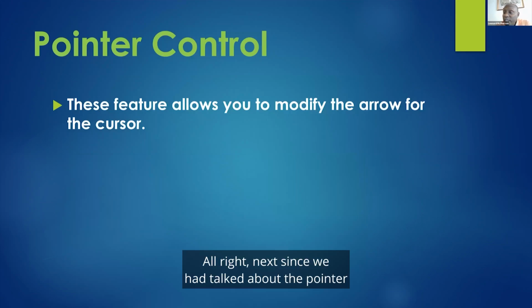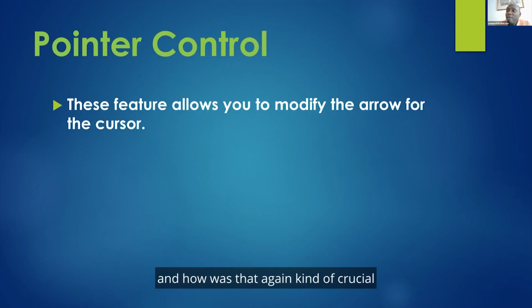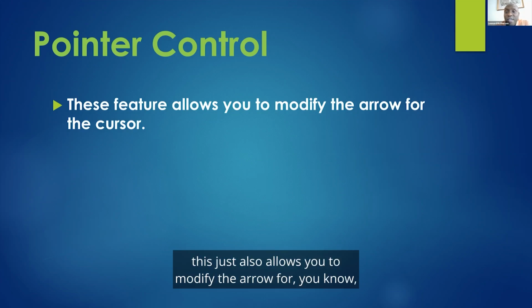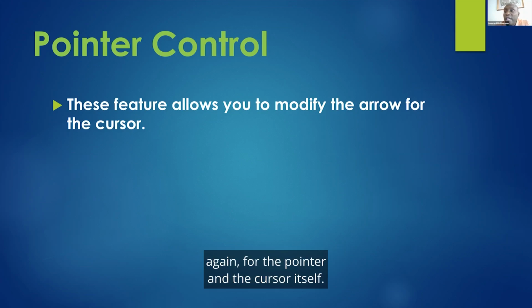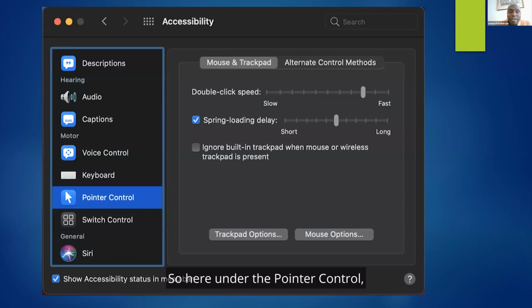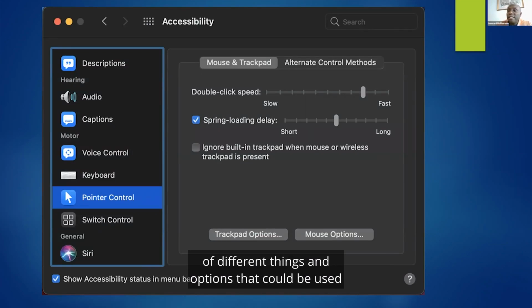All right, next, since we had talked about the pointer and how it's crucial in selecting the keys on the virtual keyboard, this also allows you to modify the arrow for the pointer and the cursor itself. So here, under the pointer control, there are a couple of different options that could be used to change the parameters.